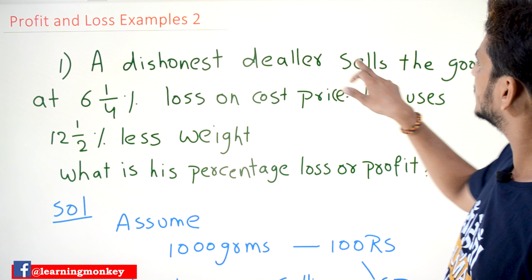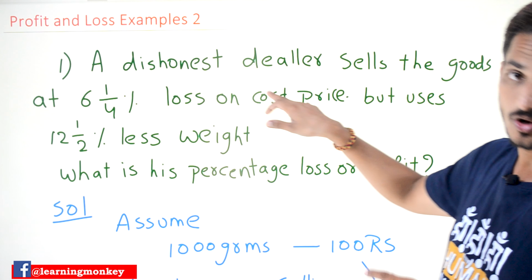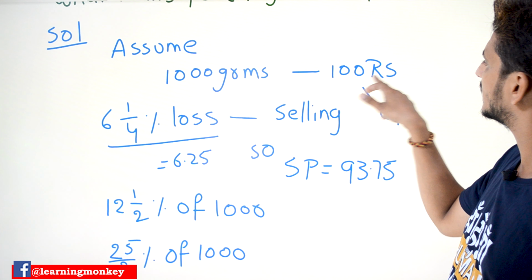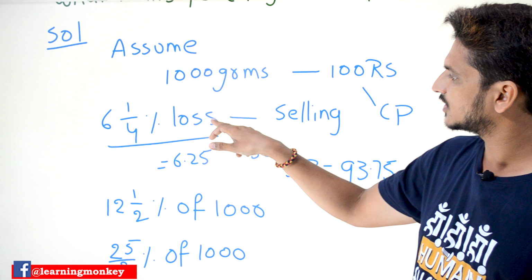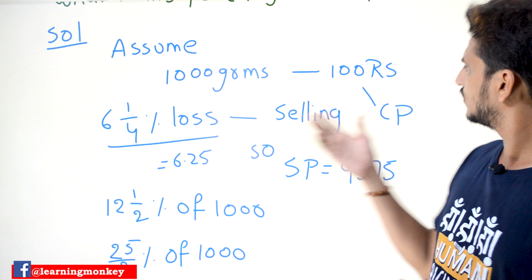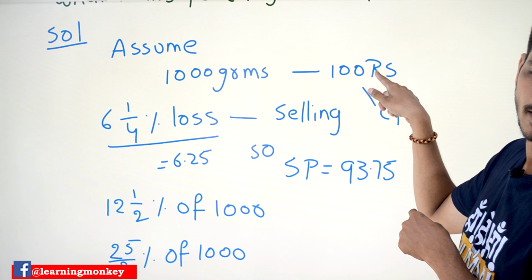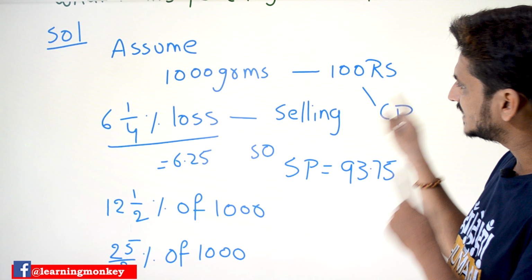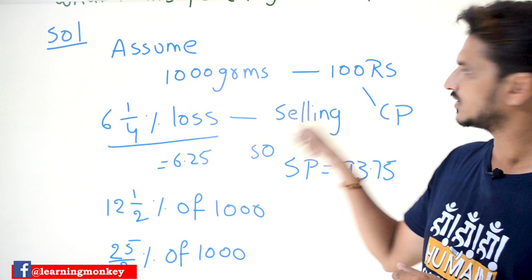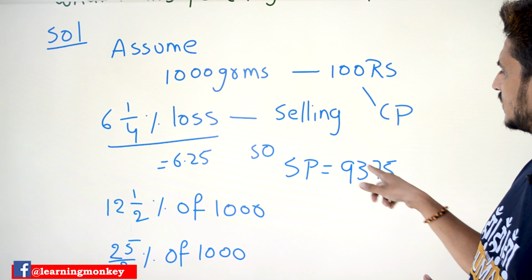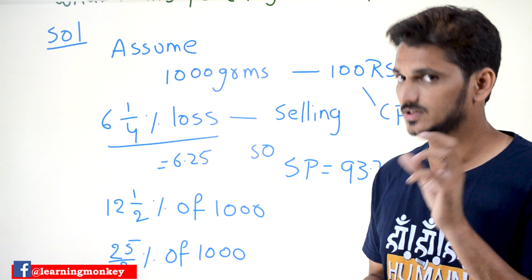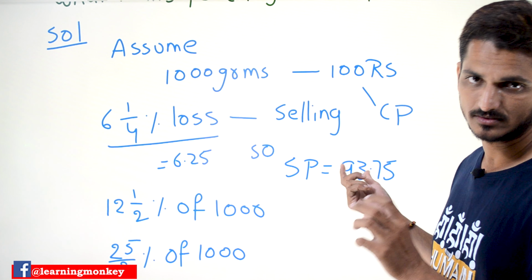See, a dishonest dealer sells the goods at 6 1/4% loss on cost price. So we are assuming that 1000 grams is equal to 100 rupees. The cost price is 100 rupees. A 6 1/4% loss means 6.25 rupees out of 100. So the selling price is equal to 93.75. He sold the item for 93.75 rupees. This is the selling price.